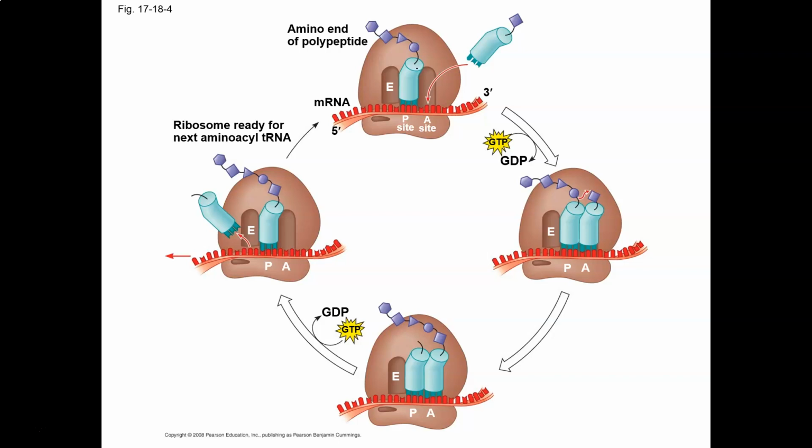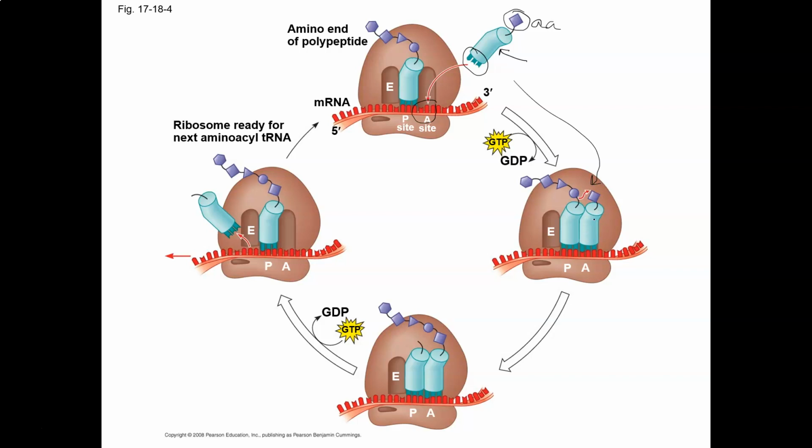So here's what happens. The next amino acid specified by this next codon here on the messenger RNA, that next amino acid that needs to be added is going to come in on a transfer RNA. Here it is. There's the amino acid. And then on the other end is the anticodon that's going to bind to the messenger RNA codon. So that's going to come into the A site. So here we see it down here docked in the A site.